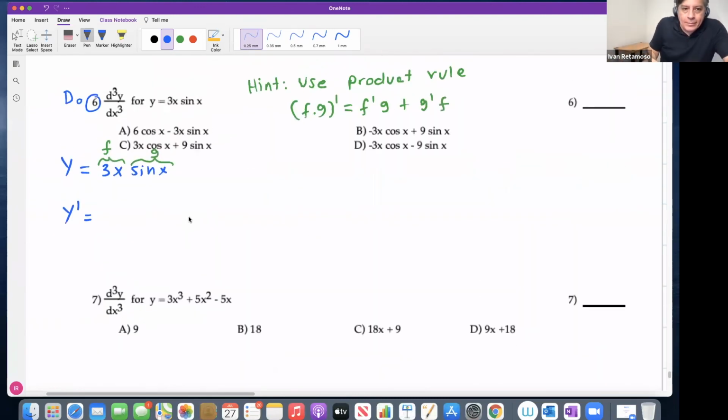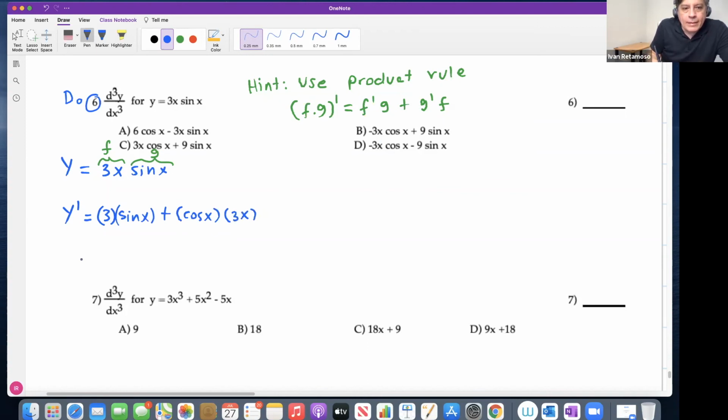So first derivative, right? The first derivative will be the derivative of f, which is the derivative of 3x, which is just 3, taking the constant out, the derivative of the identity function, 1. So we start with 3, multiplied by g as it is, sine of x, within parentheses, plus the derivative of g, the derivative of sine of x, which is cosine of x, within parentheses, times the function f as it is, which is 3x. This is the first derivative.